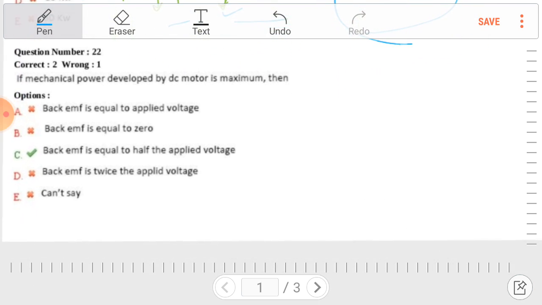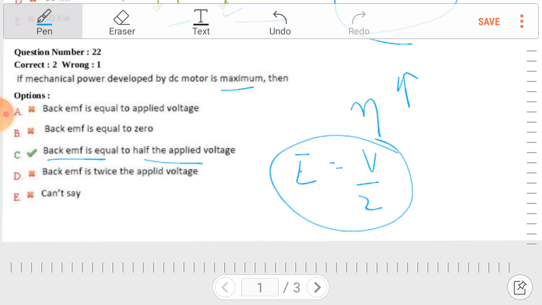In the next question, if mechanical power developed is maximum, so output power is maximum when we have efficiency maximum, and maximum efficiency condition is that back EMF is equal to half of applied voltage, E equal to V by 2. It is a condition for maximum efficiency and maximum mechanical output power.